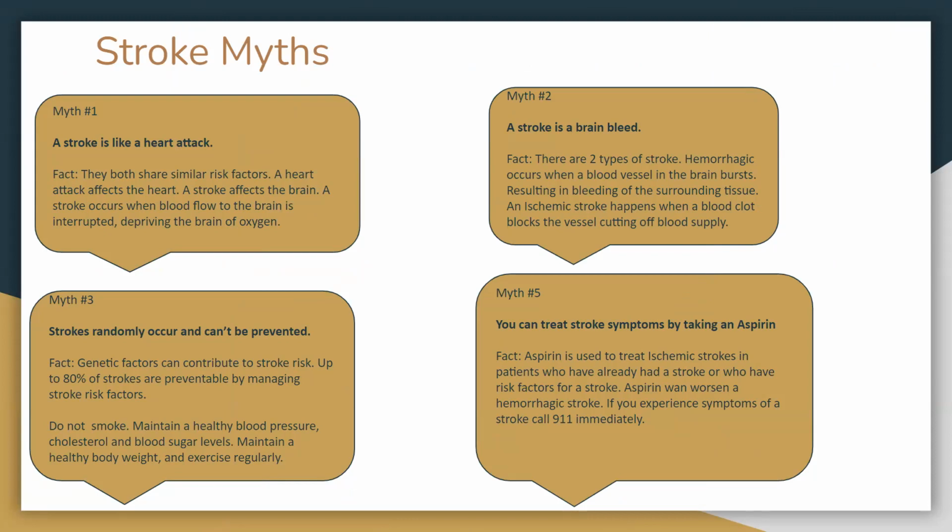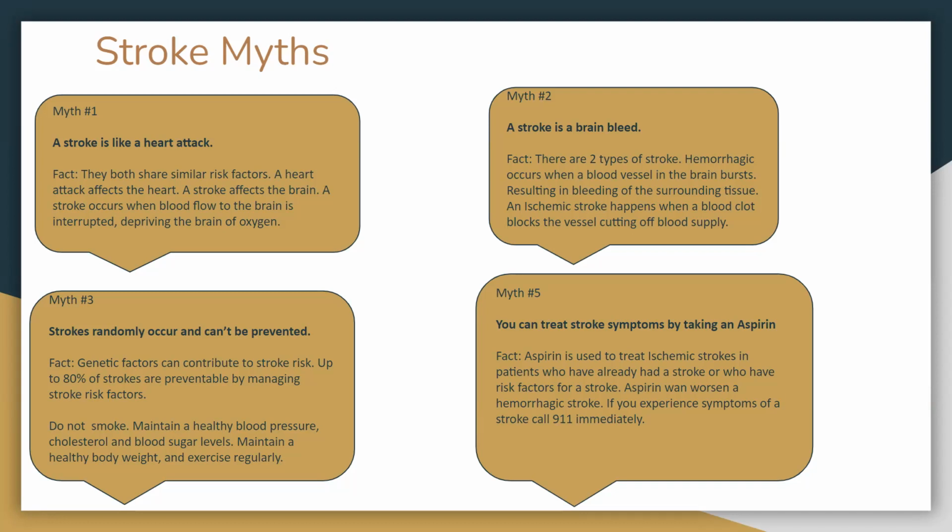And myth number two, a stroke is a brain bleed. The fact is that there are two types of stroke. Hemorrhagic stroke occurs when a blood vessel is ruptured or burst, resulting in bleeding in the surrounding tissue. And ischemic stroke happens when a blood clot blocks a vessel, cutting off blood supply, and therefore oxygen.